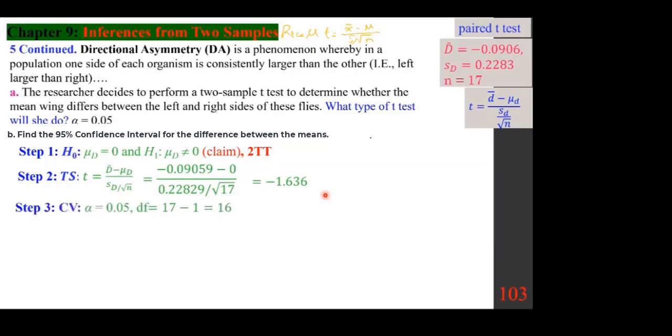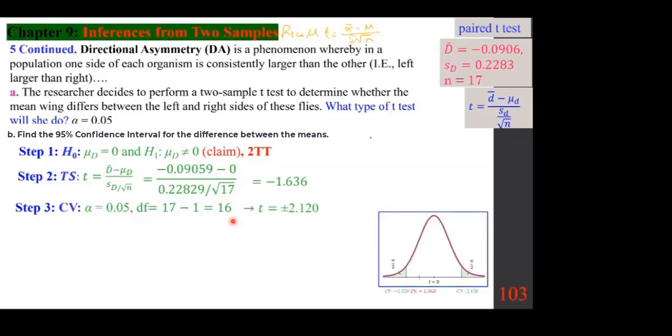Critical value, choice of alpha is 0.05. Degrees of freedom, N minus 1 gives us 16. And from the t distribution, we get those values. We go with the graph.